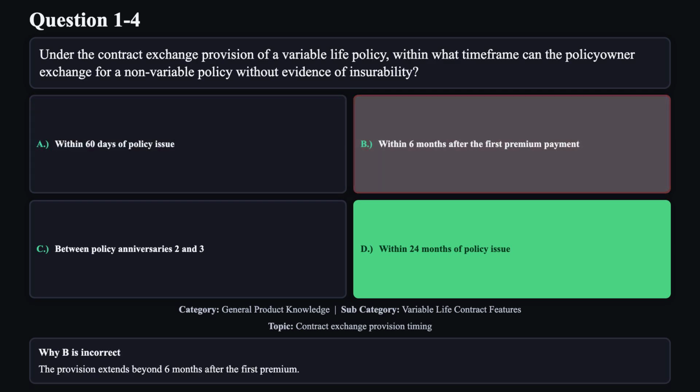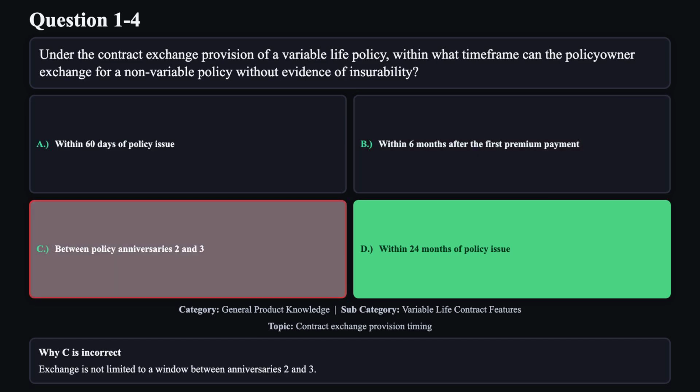Reason B is not correct. The provision extends beyond 6 months after the first premium. Reason C is not correct. Exchange is not limited to a window between anniversaries 2 and 3.